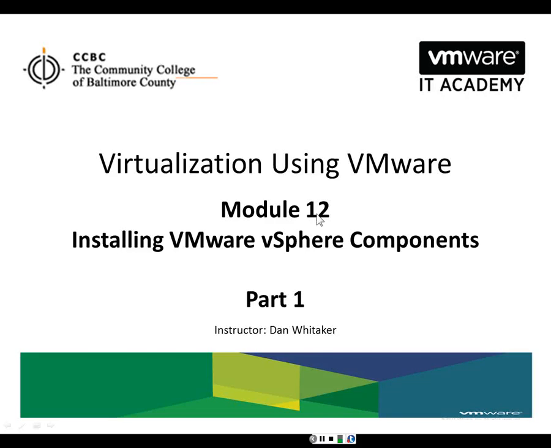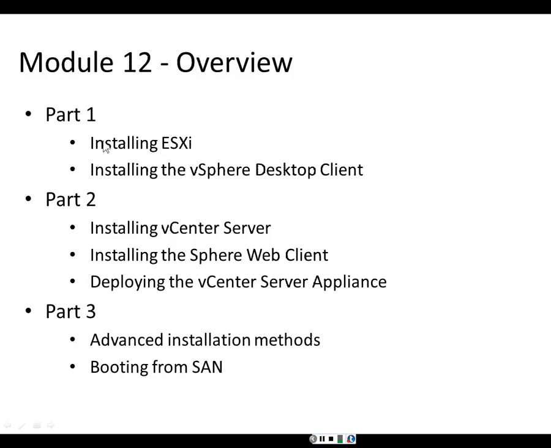Let's get started on Module 12, installing VMware vSphere components. There are three parts to Chapter 12. Part 1, we install ESXi on the host computer, and we install the vSphere desktop client on your workstation. In Part 2, we install vCenter Server, the vSphere web client, and the vCenter Server appliance. In Part 3, we look at advanced installation methods such as booting from storage area network.